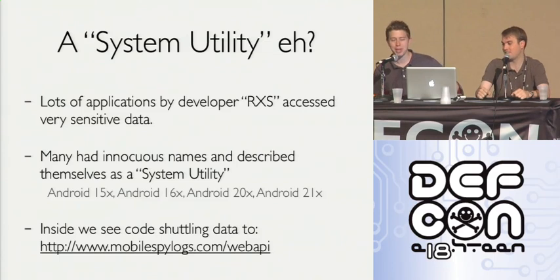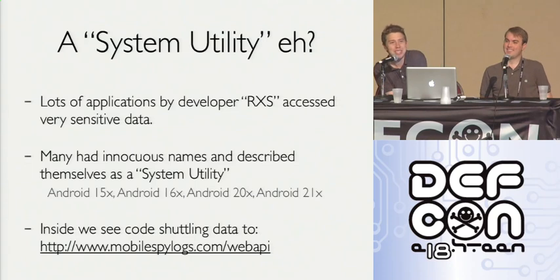So we found a lot of applications in the market that are called system utilities, and that's literally the text and nothing more, from a developer called RxS. The application names sound like workout plans, Android 15x, Android 16x. And we see inside something shuttling code to mobilespylogs.com.